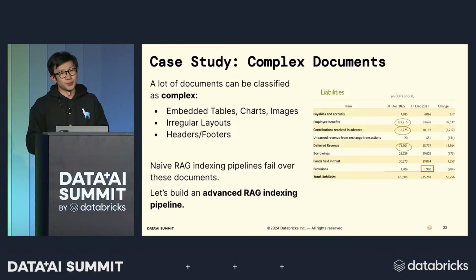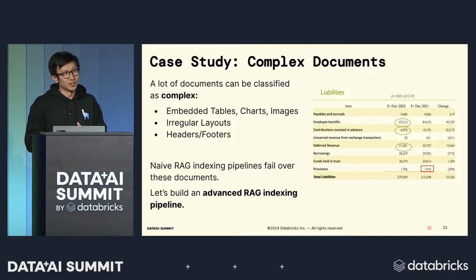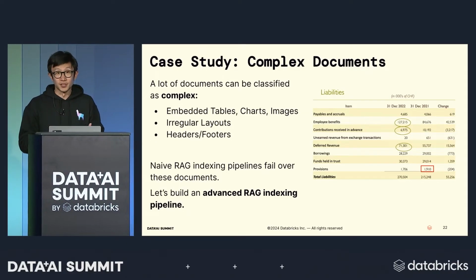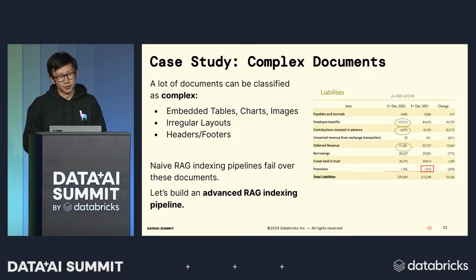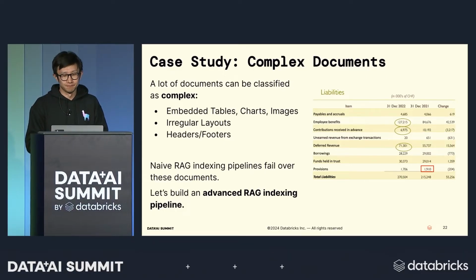A lot of times when you try to do more naive chunking, you either lose information or you're not actually splitting the information in the right way. So a lot of times naive RAG indexing pipelines can fail over these documents. One of our examples here is to show you how to build an advanced RAG indexing pipeline.